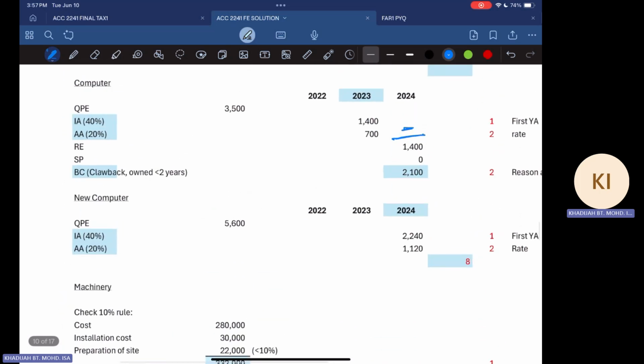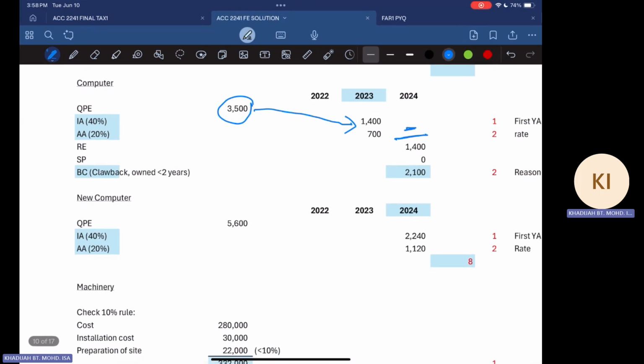So from here, you see your RE is 3,500 minus whatever amount that you have claimed, 2,001. So RE is 1,499. And it was told that the computer was donated. So the sales proceed is zero, because you donate, you don't get anything in return. So your proceed is zero, but rather than having a balancing charge in this case, supposedly it's a balancing allowance of 1,499, but because of disposal within 2 years, you are going to claw back the asset.